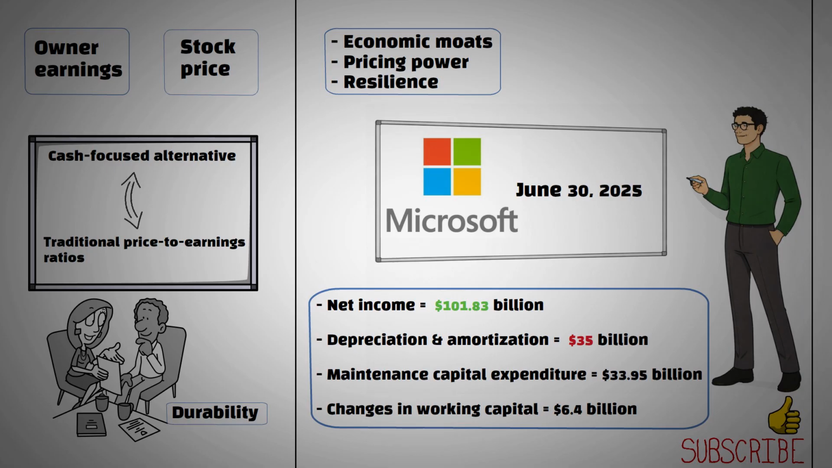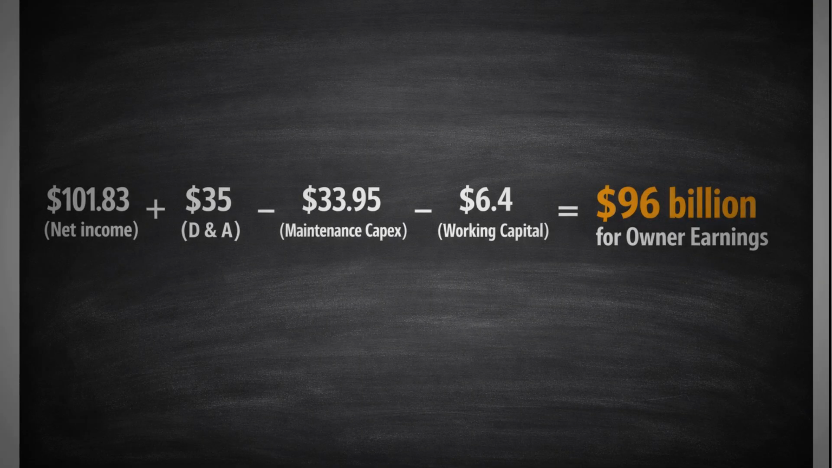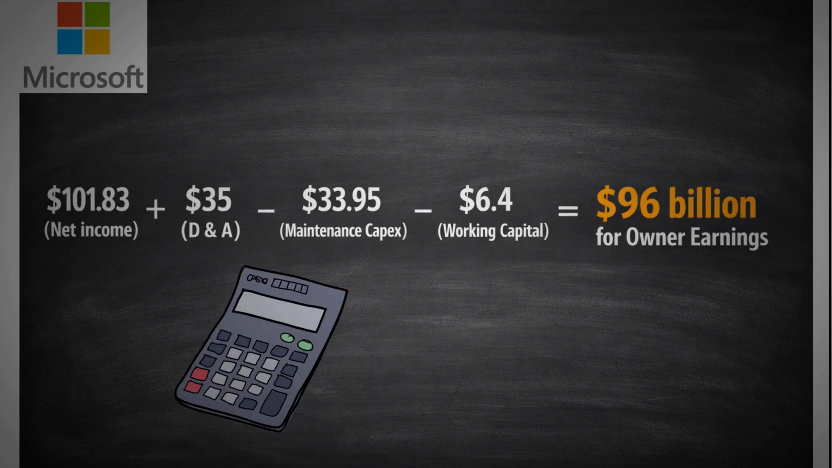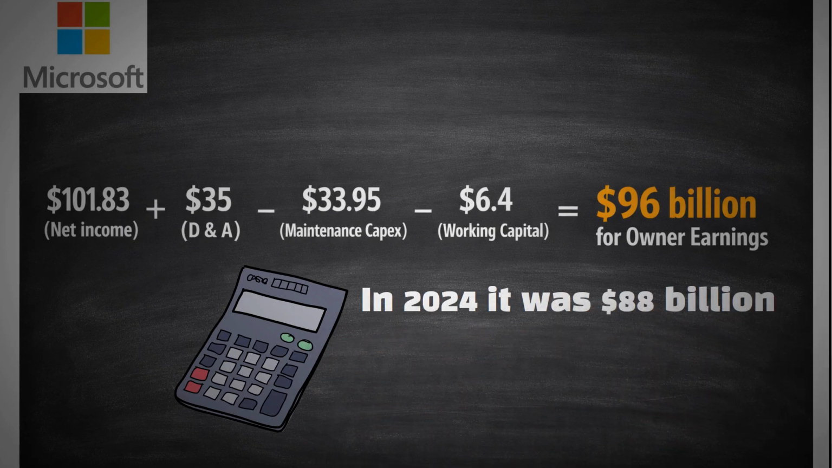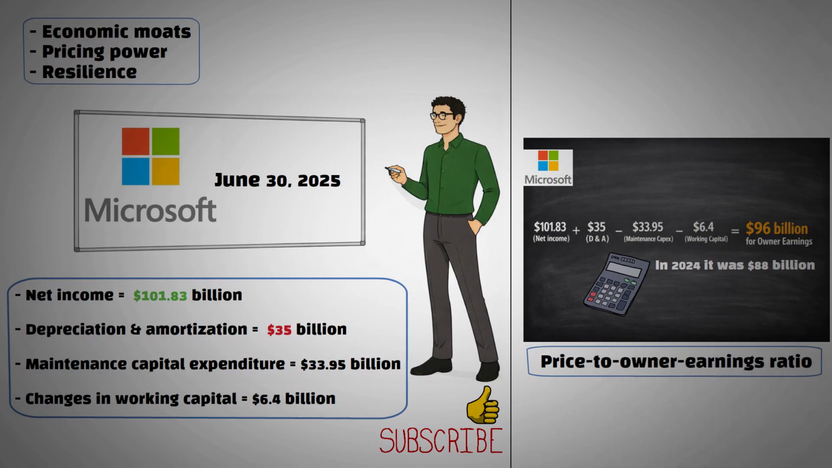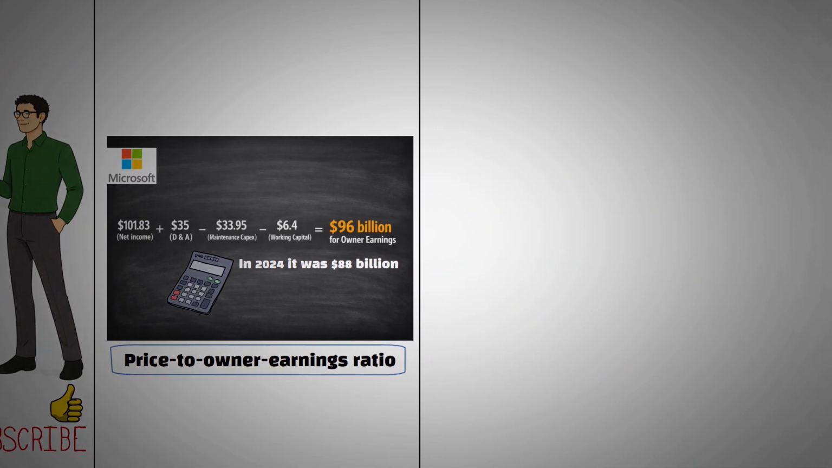Next, we put those figures into the formula with net income plus depreciation and amortization minus maintenance capital expenditure minus working capital. As a result, we get owner's earnings of $96 billion. The result is significantly higher than in 2024, when it was $88 billion. This figure can also be used to calculate a price-to-owner earnings ratio, offering a cash-focused alternative to traditional valuation multiples.